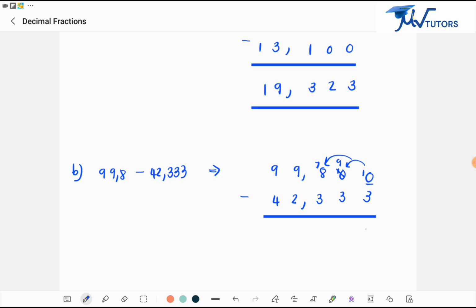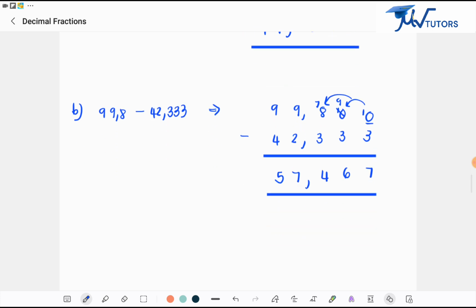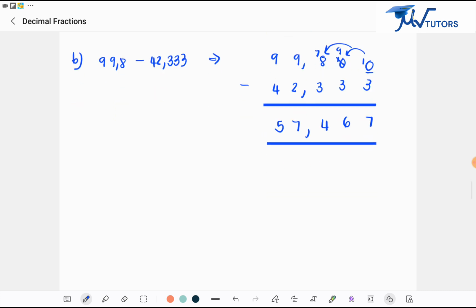So 10 minus 3 becomes 7. 9 minus 3 becomes 6. And 7 minus 3 becomes 4. All right. 9 minus 2, 7. And 9 minus 4 is 5. So basically that's how you deal with having to borrow and borrow and borrow. All right. So yeah, I think that's basically it when it comes to the addition and subtraction of decimal fractions.